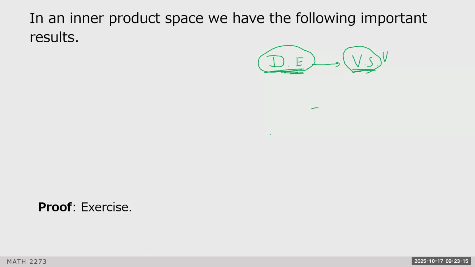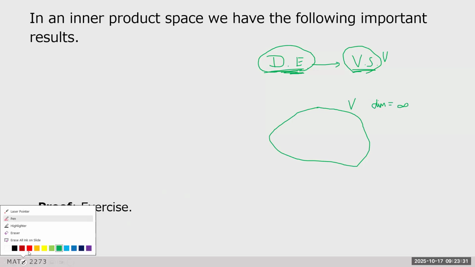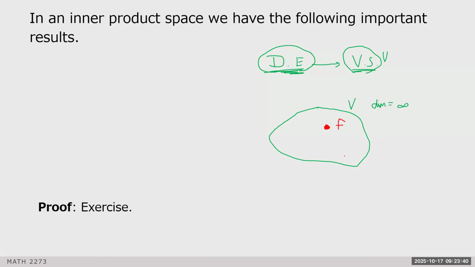Here's the vector space V, and its dimension is infinite. So this is where the solution is, right? You have some complicated differential equation, and here is the solution. That is the solution you're looking for. Let's call it F. That is the solution to the complicated differential equation. That is the exact solution, and you're trying to find that, but it's very difficult.